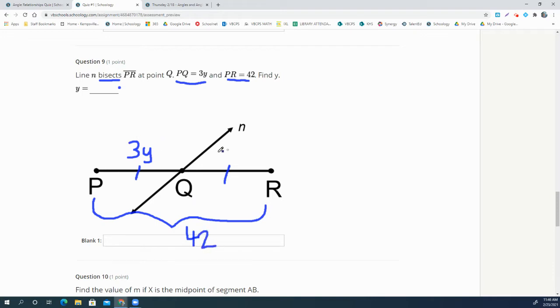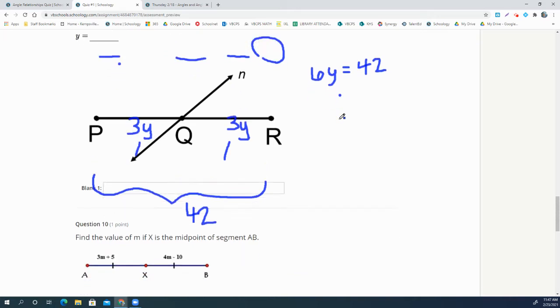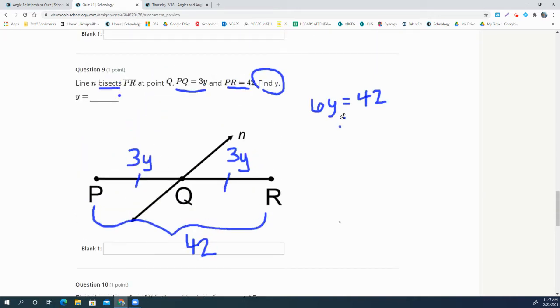Because PQ is 3Y, QR is also 3Y. This is inferred. Because you know Q is the midpoint, it's been bisected. This side is 3Y and this side is 3Y. So your equation is going to be 6Y equals 42. And that's one of the things that's a super common mistake, right? But then luckily my question is, what is Y? So when you do 6Y equals 42, Y equals, anybody? 7. Okay, questions on that? Bisect means to cut in half. You're going to have 2 parts that are exactly equal. Okay.